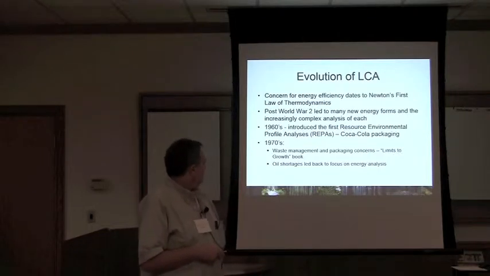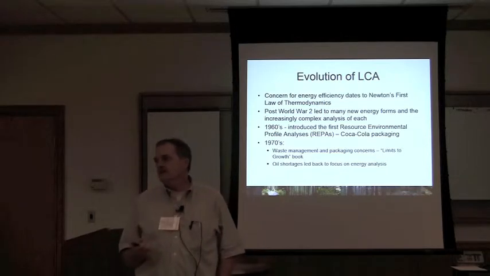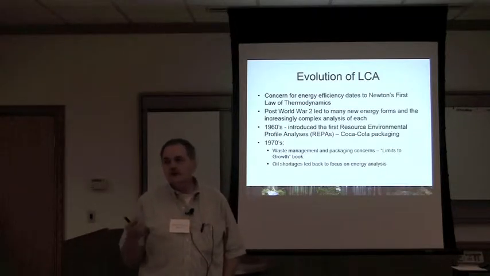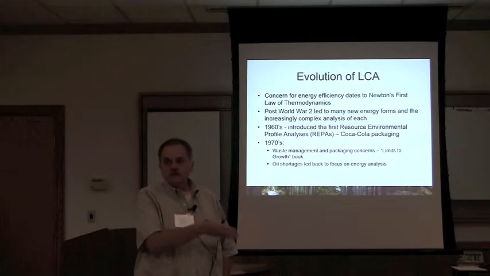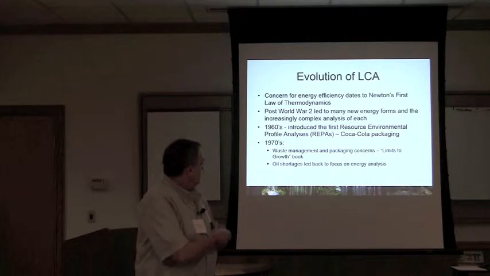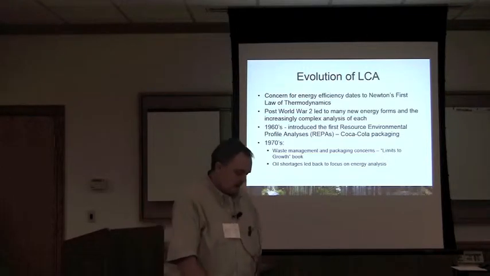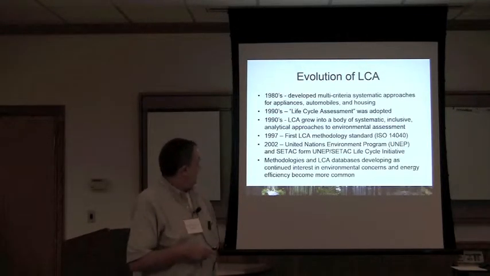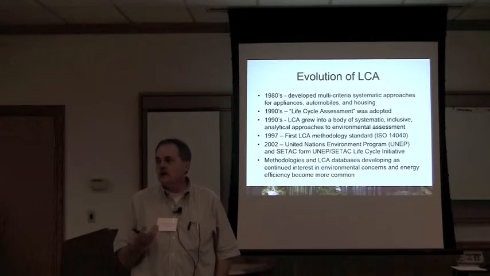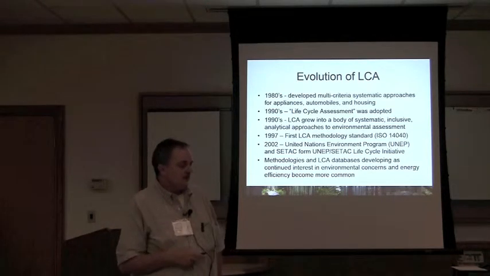In the 70s, there was a book that came out called Limits to Growth, and people were starting to be concerned about waste and things like that. But then in the later 70s, the energy crisis happened and everyone started focusing on energy. That refocused the efforts back to energy instead of waste. But really in the 70s, it was the waste concern first, wise use of resources, and then it went to energy. In the 80s, we developed multiple criteria, systematic approaches. We basically were codifying the process of how you go about doing this, how do you account for things, instead of people just making up numbers, basically.